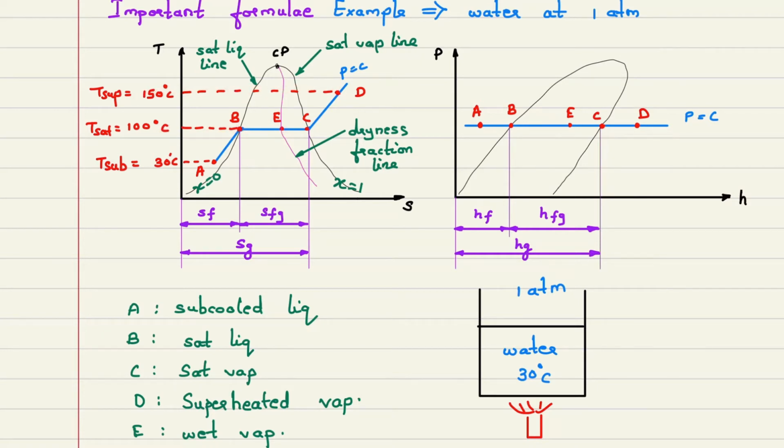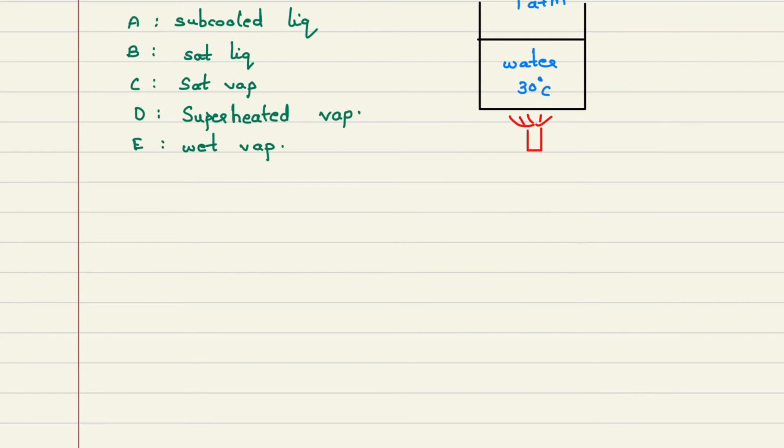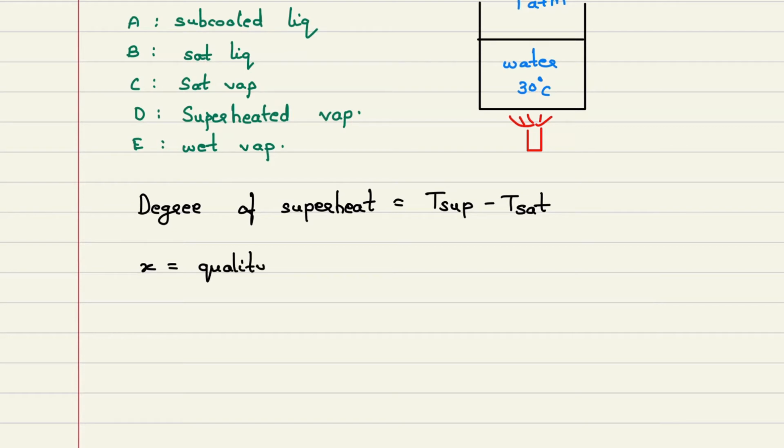So I'll write down next equation, degree of superheat. It is T-sup minus T-sat. Then we have seen dryness fraction x. It is also called quality. Its value is from 0 to 1.